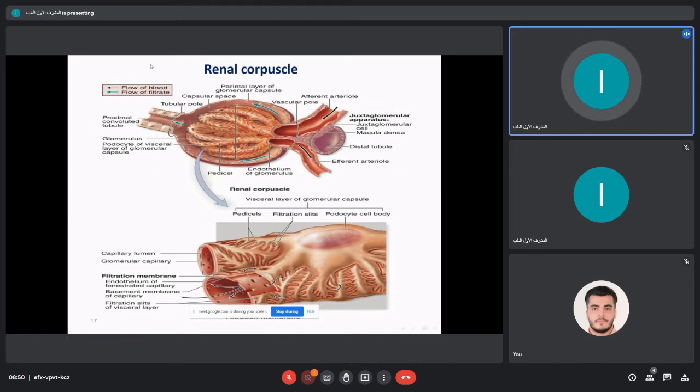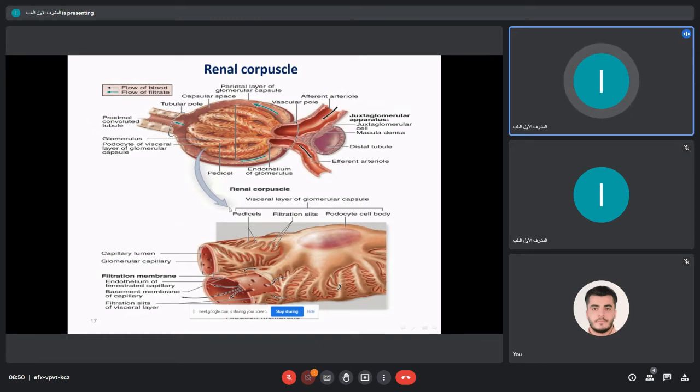The parietal epithelium is simple squamous, but as it approaches the proximal convoluted tubule here, it changes into simple cuboidal epithelium. So the proximal convoluted tubule is simple cuboidal epithelium, while the parietal layer of the glomerular capsule is simple squamous epithelium. The important part of the capsule is the visceral epithelial cells, because they are unusual epithelial cells, stellate cells called podocytes, and they are important because they represent the outer layer of the filtration membrane.